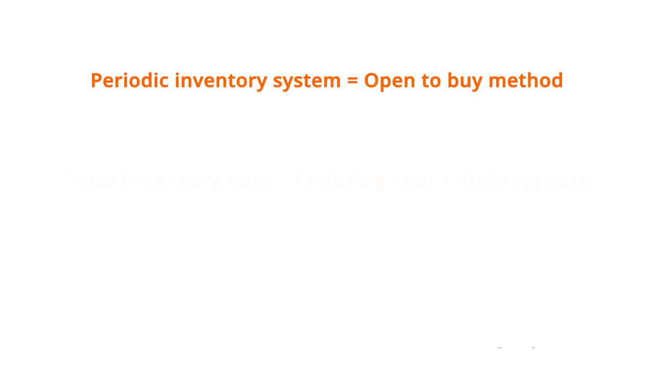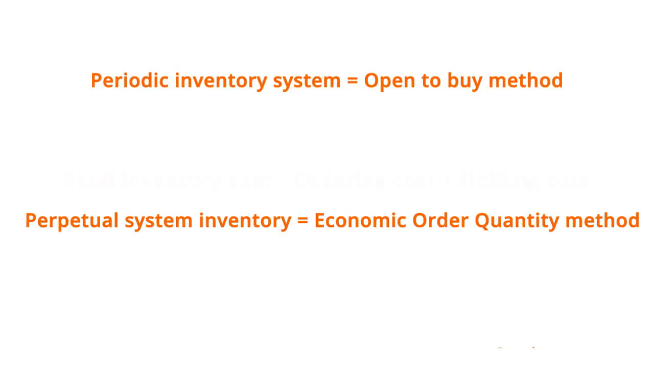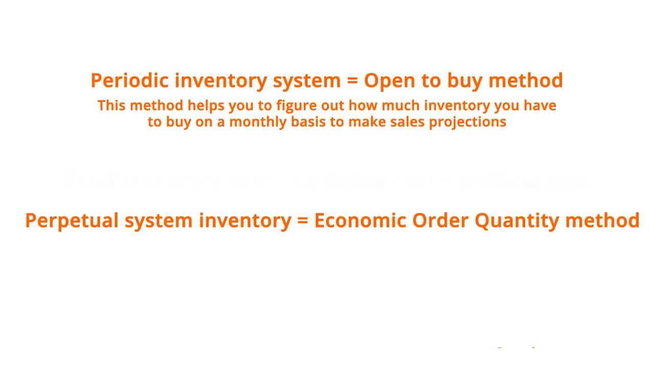For the periodic inventory system, it's called the open to buy method, and for the perpetual inventory system, it's called the economic order quantity method. So what is an open to buy method? An open to buy method is an inventory management tool that helps you as an SME figure out how much inventory you need to buy on a monthly basis to make your sales projections. The goal of the open to buy method is not to keep you from buying. Rather, the goal is to ensure the correct inventory level so you do not have too much or too little inventory.